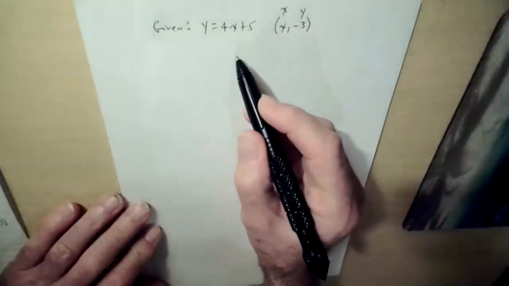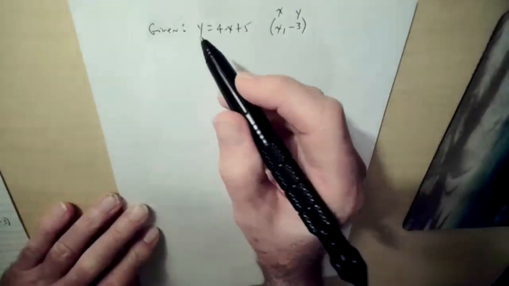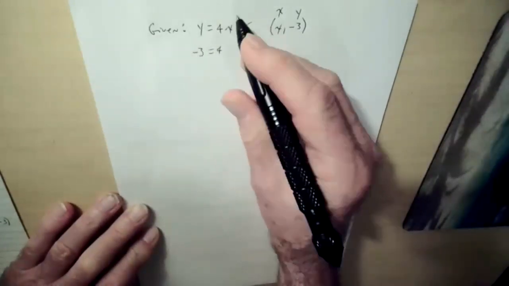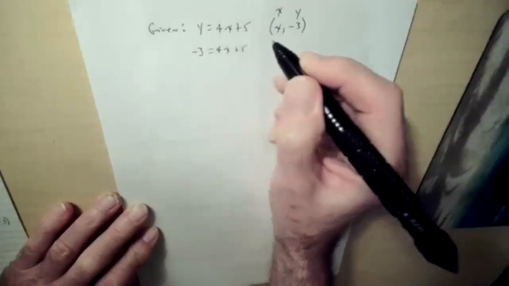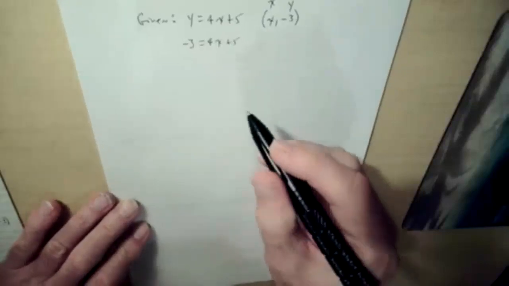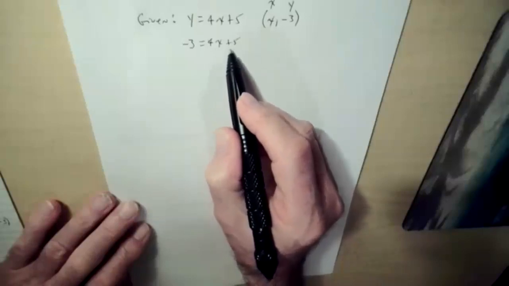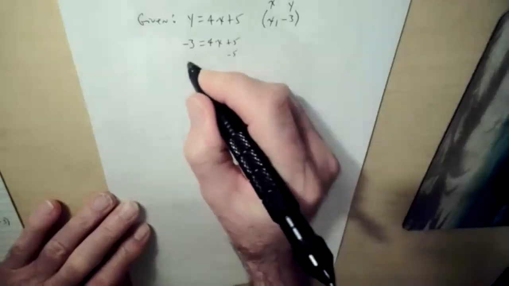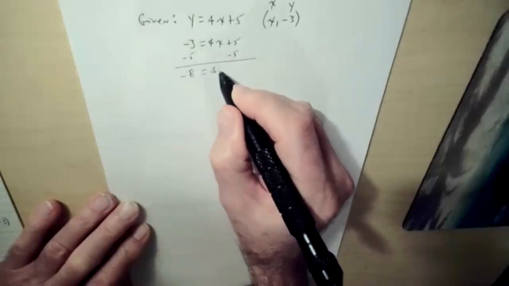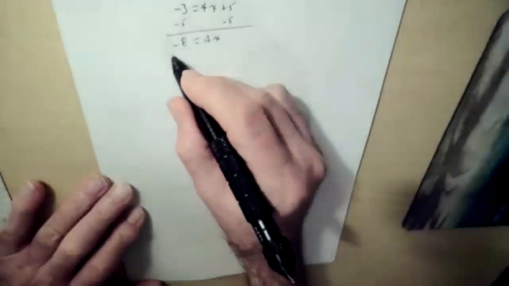Remember, this one's x, this one's y. So we just plug in the numbers we know, solve for what you don't know. We know that y is -3 equals 4x, x we don't know, plus 5. It's a real simple algebra problem, just looks nasty. It's really not. So remember, we're going to do this in reverse. First, we get rid of addition and subtraction. So we're going to subtract 5 from each side. Get -8 equals 4x. Everybody with me here?